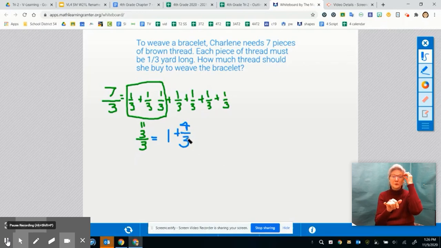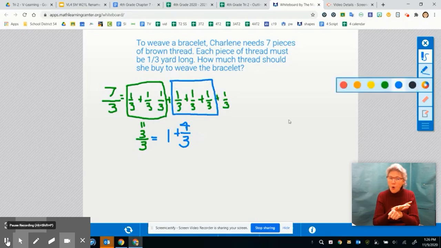So although 1 and 4/3 is equivalent to 7 thirds, it is not the standard form of a mixed number and most likely will not help Charlene at the store. I still have a number here that's greater than 1. Let's find another equivalent form. There's another group of 3 in this setup. So if I take this group of 3 thirds, this is a whole other 1.